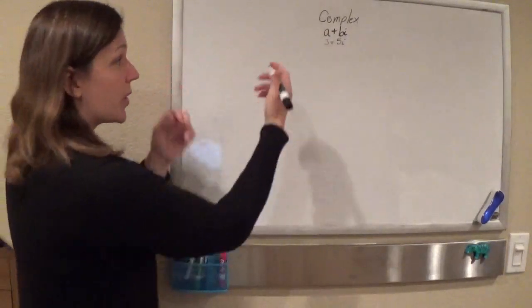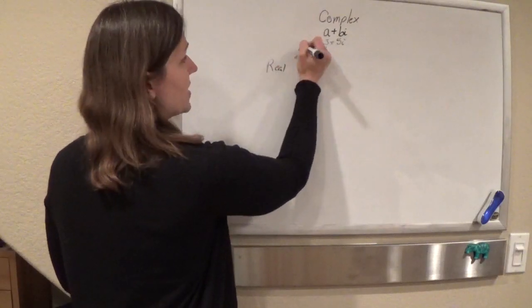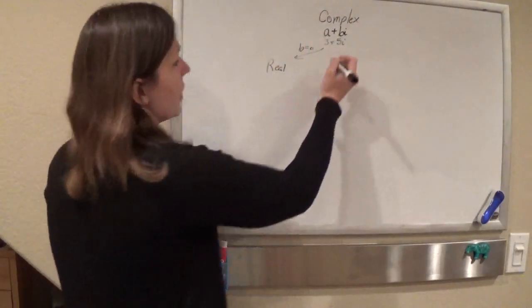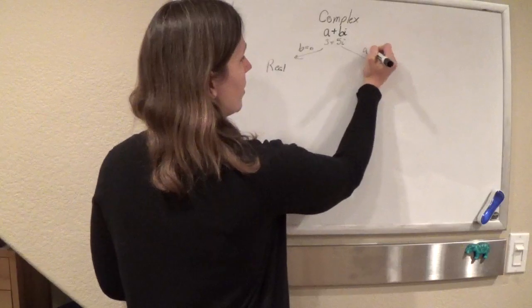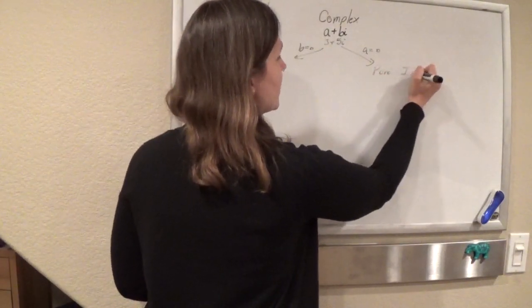The complex numbers break down into two subsets. You'll have your real numbers, where there are no imaginaries, right? The b part is 0. And then, if the a part is 0, you have your pure imaginary.